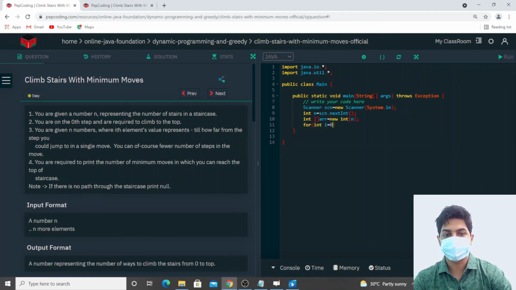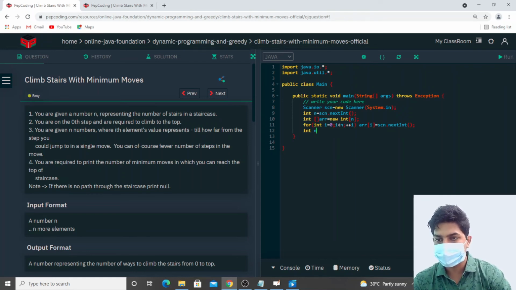For integer i equal to 0, i less than n, ++i, let's take input array of i equal to scn.nextInt. Okay, and then we have to make our answer. We don't have to take any other thing in the input. Now let's make an array dp in which we will store our answer. If we are on the destination point, then the number of jumps required to reach the destination is 0. I've told you earlier also.